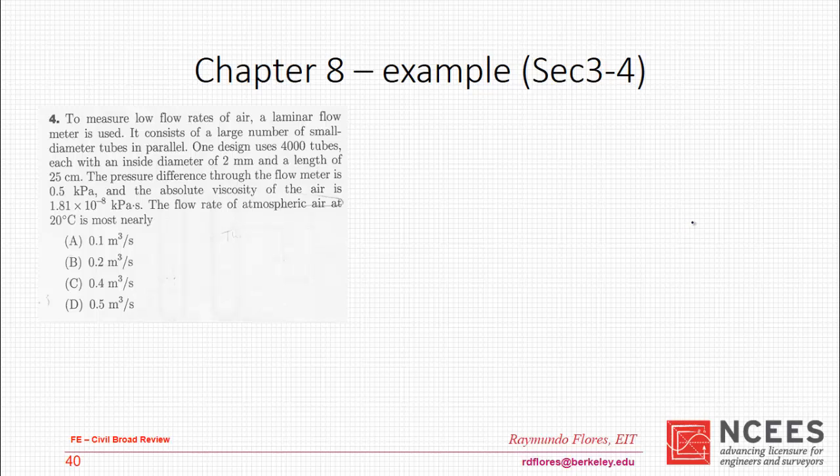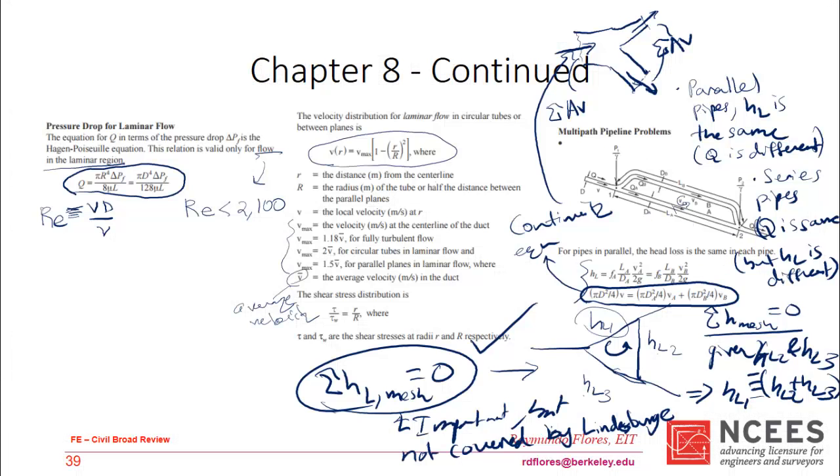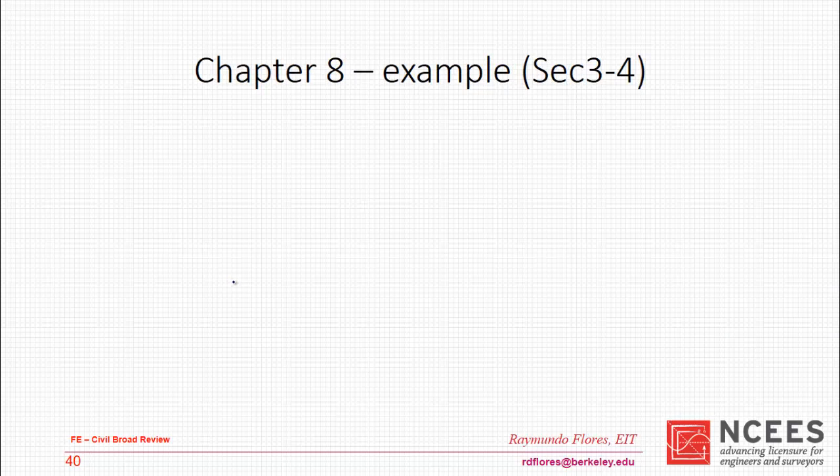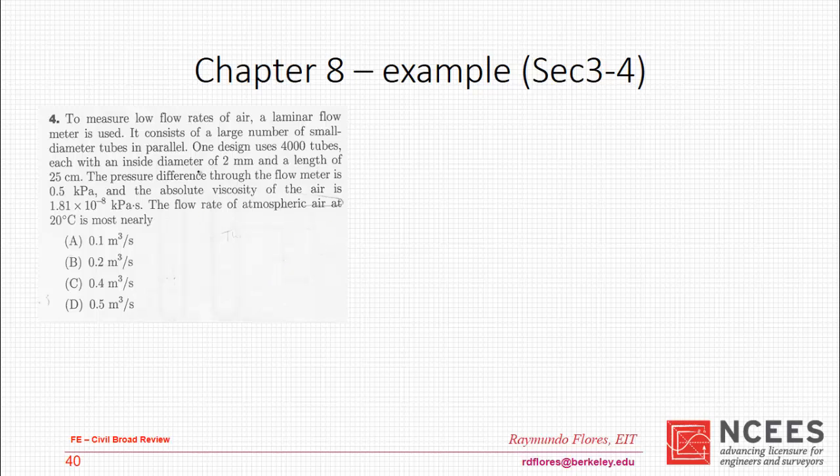To measure low flow rates of air, a laminar flow meter is used. And remember, let's go back, because specifically this can apply to any fluid, not just liquids. So let's see how that applies here. A laminar flow meter consists of a large number of small diameter tubes in parallel. So keep that in mind, parallel. What does that mean? It means that all the discharges across each tube is the same.